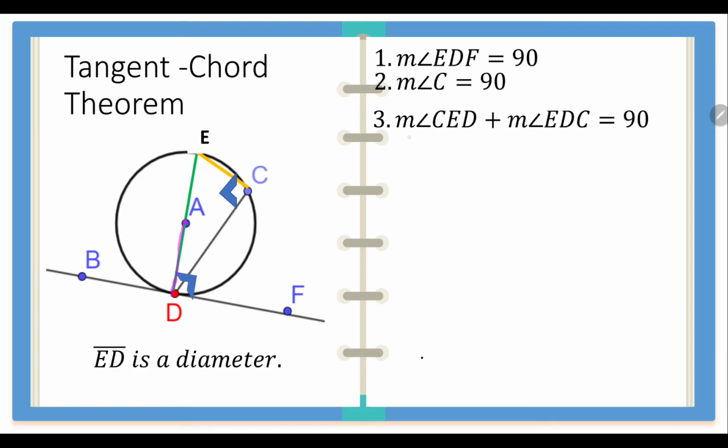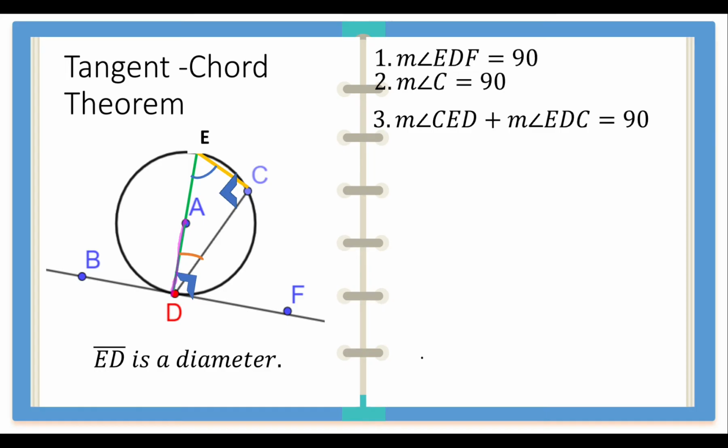Why? Number 3: the measure of angle CED plus the measure of angle EDC is equal to 90 degrees. Where is that angle CED? Angle CED is the blue angle here. EDC is the brown angle here. Why can we add their measures and say it adds up to 90 degrees?